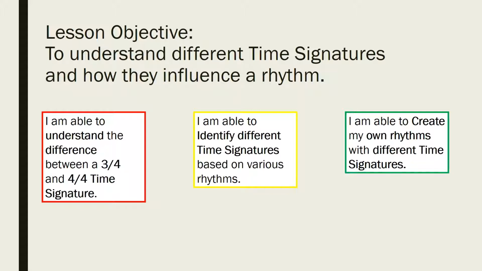At the very least today, I'm expecting you to be able to understand the difference between a 3/4 and a 4/4 time signature. Once you're able to do that, you should be able to identify different time signatures based on various rhythms. And then once you're able to do that, you should be able to start creating your own rhythms with different time signatures.